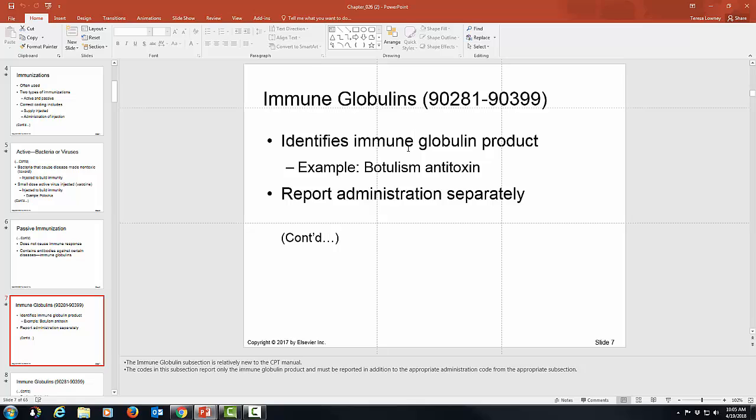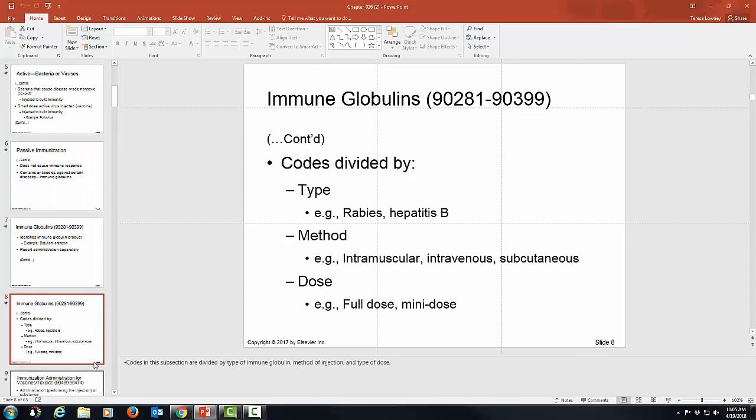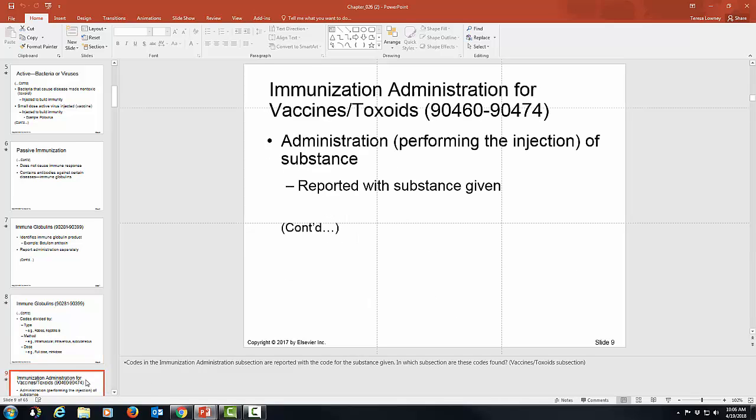The immune globulins identify the product. For example, if this is a botulism antitoxin, and again, you always want to report that administration separately. So your immune globulins codes are divided by type, method, and dose. So a rabies shot can be intramuscular and it can be a full dose, or it could be a hepatitis B shot subcutaneously and multi-doses. So you need to remember those 3 things when you're coding the immune globulins.